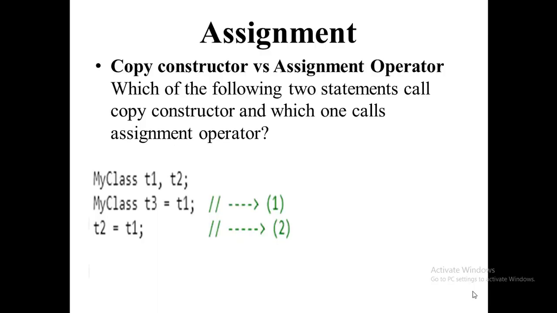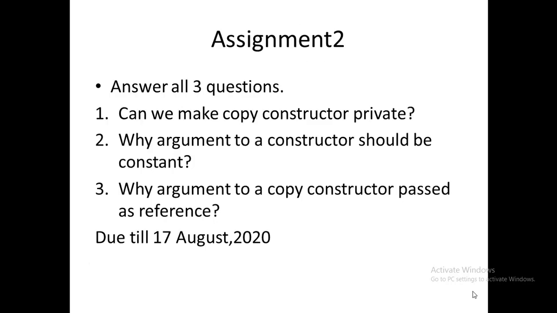Here is another assignment, that is assignment number 2. Answer all 3 questions. Number 1, can we make copy constructor private? Question number 2, why should the argument to a constructor be constant? We have discussed this in this lecture. Why is the argument to a copy constructor passed as reference? We have already discussed it in this lecture and the previous lecture too. So you have to make an assignment and submit all these questions' answers till 17 August.